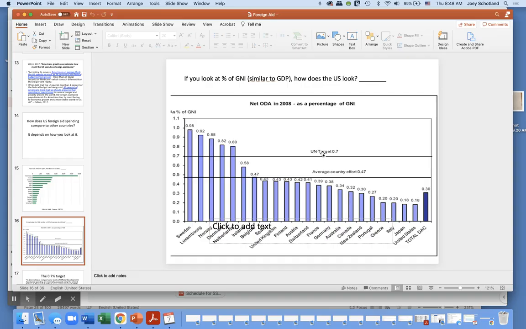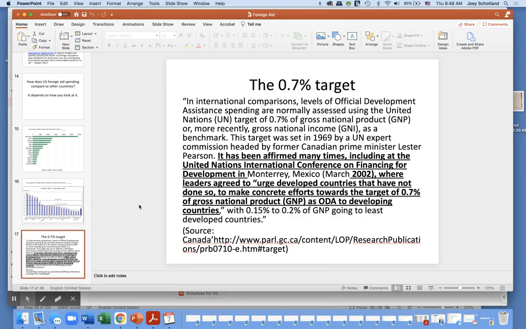Here's the United Nations target. The United Nations, the rich nations agreed, let's try to give about 0.7% of our money. And you can see where the US is, giving 0.1% of the nation's money. This UN target has been affirmed many times. It's been upheld many times when the leaders urge the rich countries to try to give 0.7% of the nation's money.